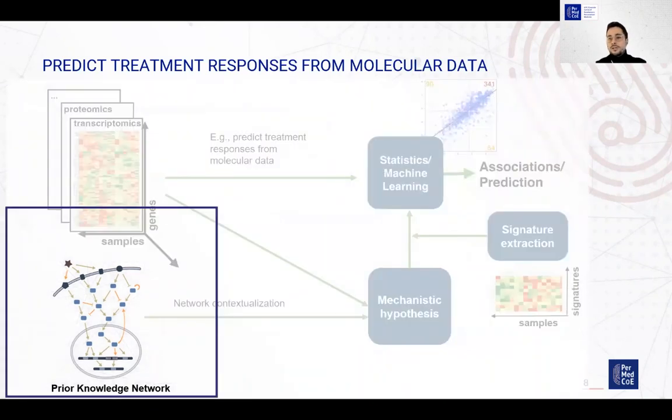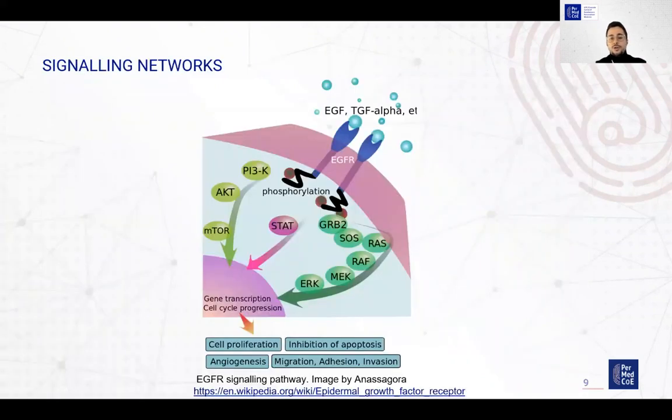So one important step to start with these kinds of methods is: what's the prior knowledge network? Where can we find this information, right? In general, if we search about different pathways, we can find in books and in research papers and so on, different schematic views of different pathways, right?